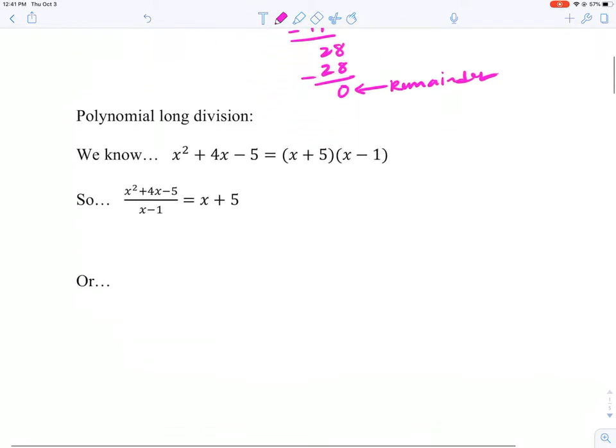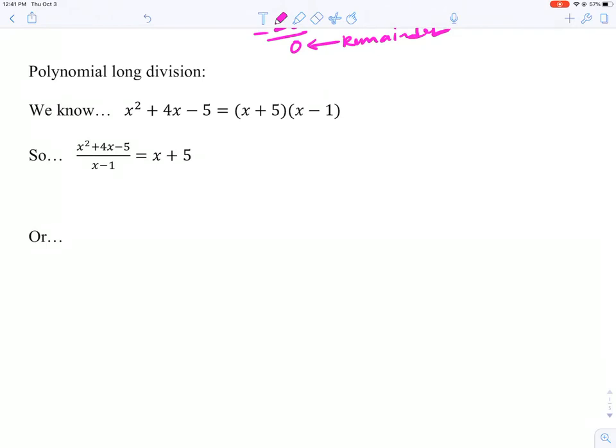So we're going to use a similar process for polynomial long division, and we're going to start with an example where we already know the answer. Since you guys know that x squared plus 4x minus 5 factors to be x plus 5 times x minus 1, its equivalent statement would be this, right? x squared plus 4x minus 5 divided by x minus 1 has to be equal to x plus 5. And we'll just prove that using polynomial long division. So setting up, we're dividing x minus 1 into x squared plus 4x minus 5.